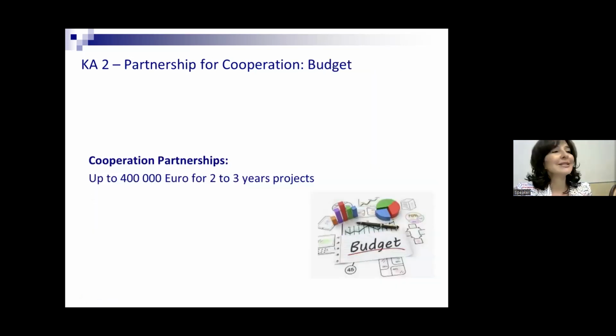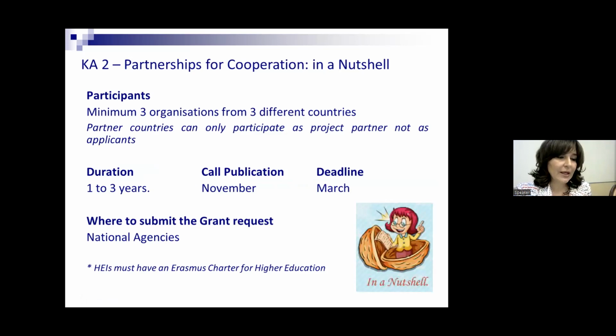The budget for these type of projects is up to 400,000 euro, and the duration will be 2 or 3 years. In a nutshell, the duration, as I said, will be 1 to 3 years. The publication of the call for proposal for this program is November, so the next call will be published in a couple of weeks from now. And the deadline is in March. If the project is approved, the project will start in September.